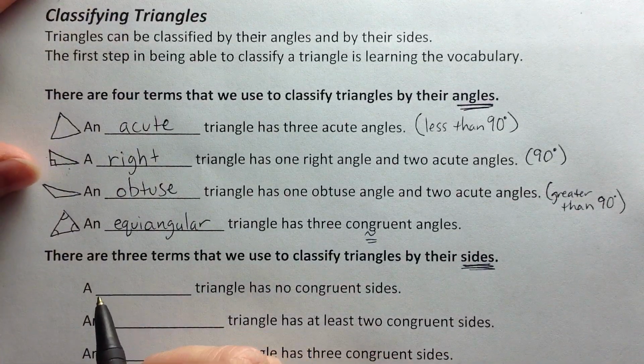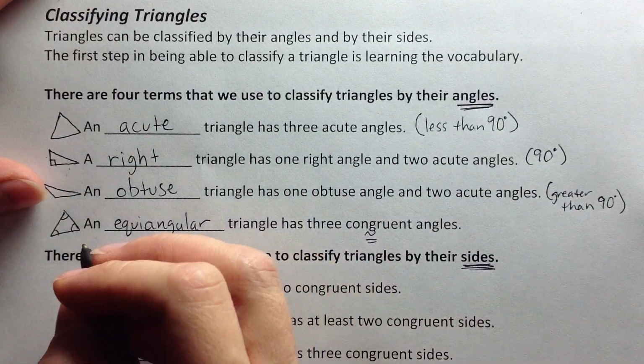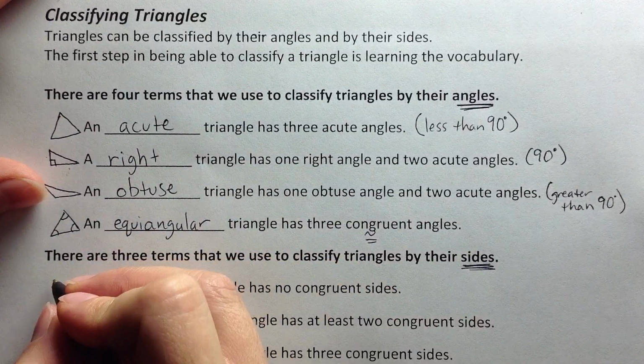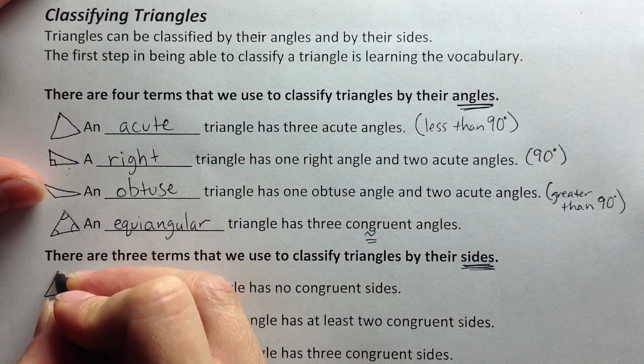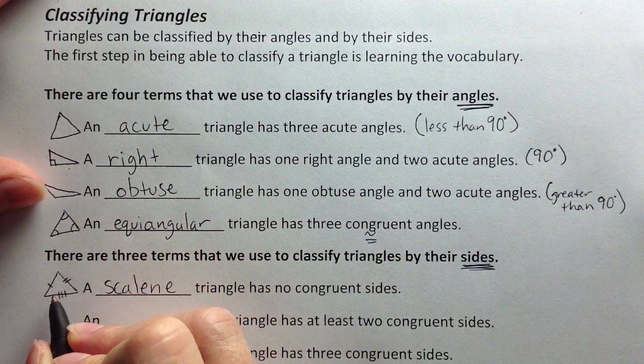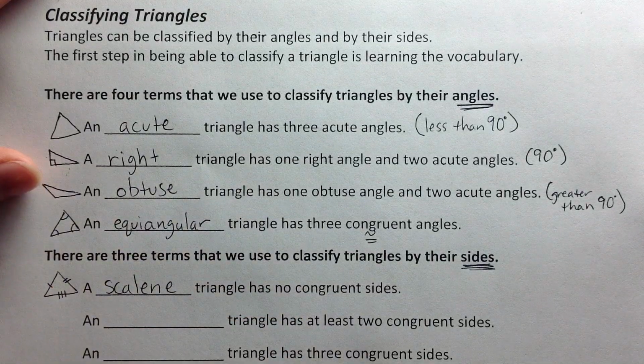Okay, sides. So a triangle with no congruent sides, that's called scalene. Okay, again, I'm just doing a sketch, but really I'm going to go by the markings. All three of these have different numbers of hash marks, or tick marks, whatever you want to call them. So those mean that all three sides are different.